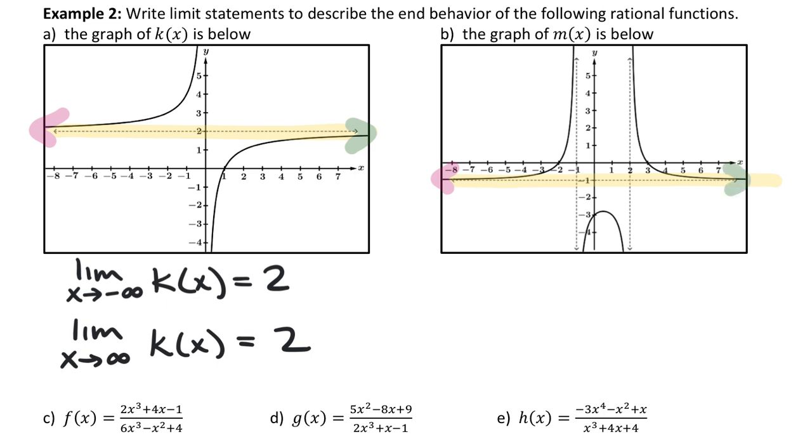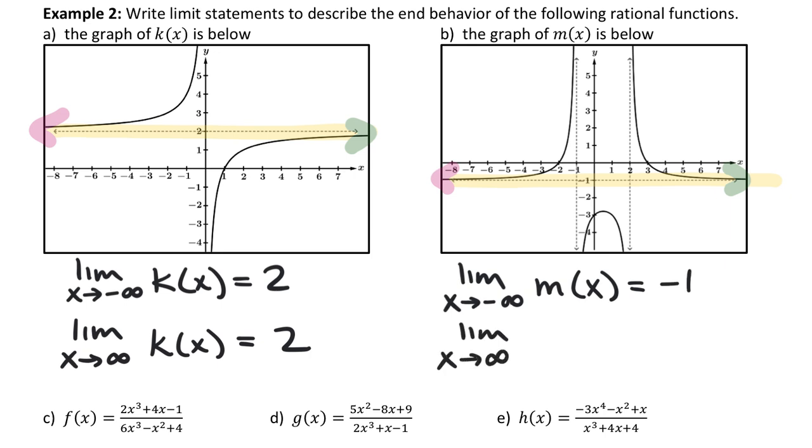So we can write the limit statements with that particular number. This would be the limit as x approaches negative infinity, this time for m of x, is equal to negative 1. And the limit as x approaches positive infinity for m of x is also equal to negative 1. We're getting closer and closer to that horizontal asymptote, which appears at negative 1.